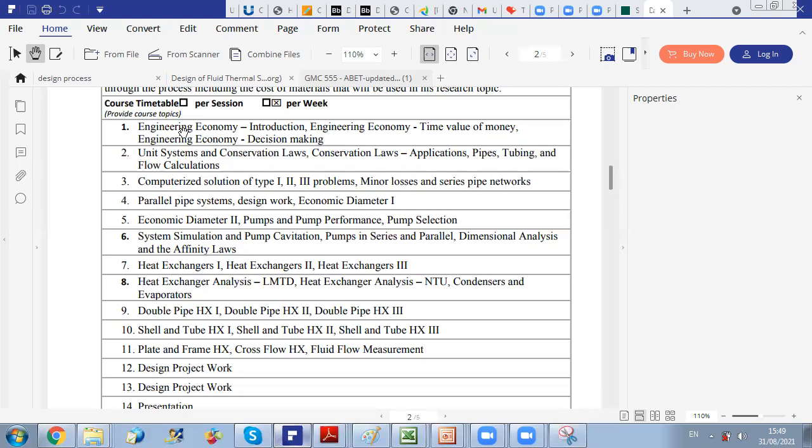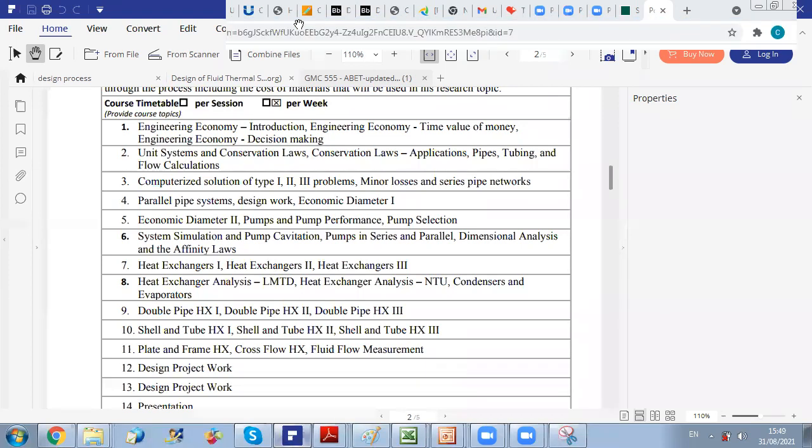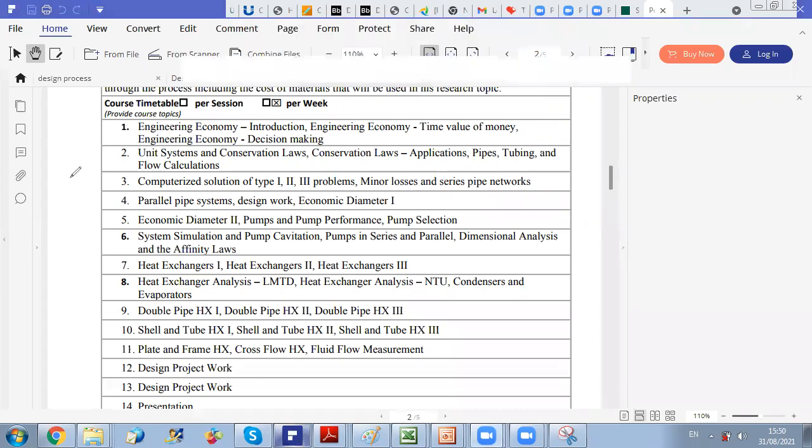Now, in the third chapter, we will go over computerized solution of type 1, 2, 3 problems and minor losses in series pipe networks. Already in fluid mechanics, if you remember, whenever we have turbulent flows, the solution of these problems becomes very complex. We introduced the Moody chart, if you remember, and the solution in general is done by an iteration process. So we will try in this chapter to write codes instead of doing this manually.